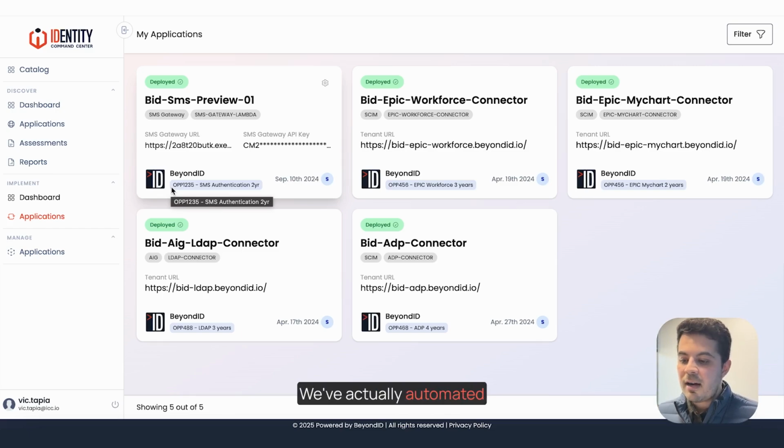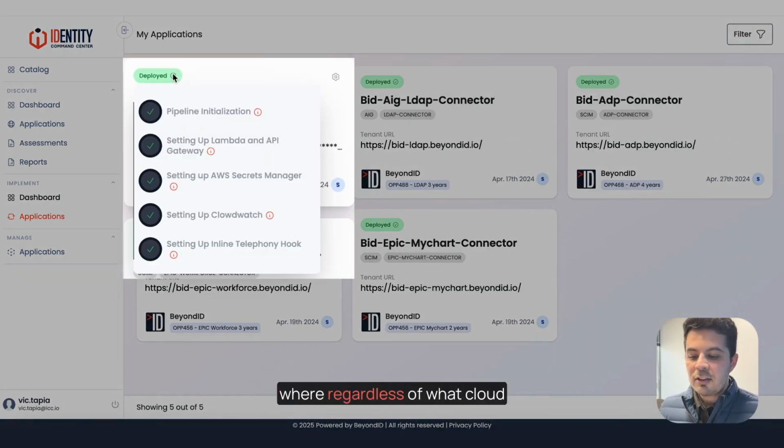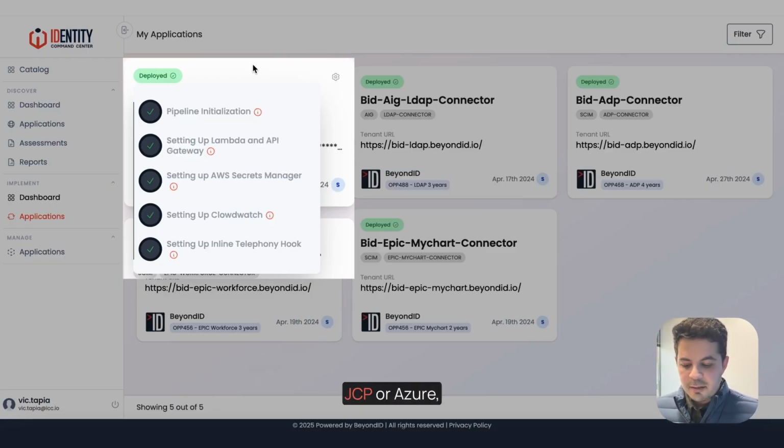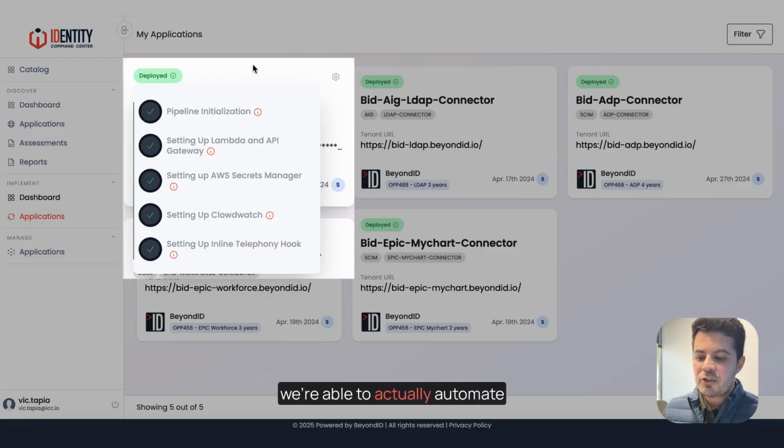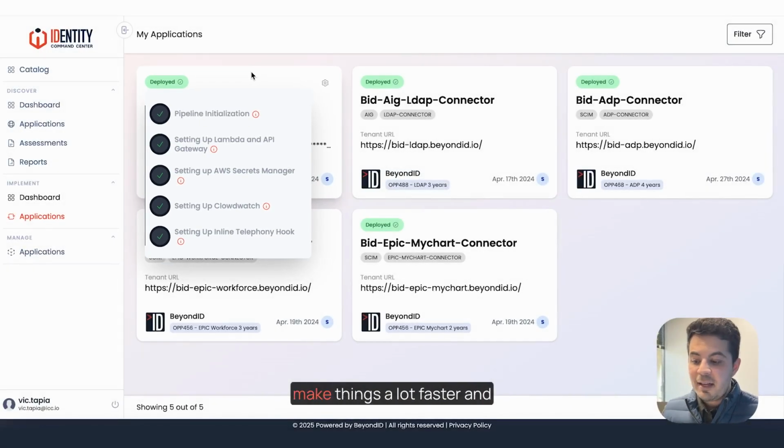We've actually automated a lot of that. So regardless of what cloud service provider you have, whether it's AWS or GCP or Azure, we're able to automate a lot of the deployment tasks to make things a lot faster and quicker and be able to provide that value for your organization.